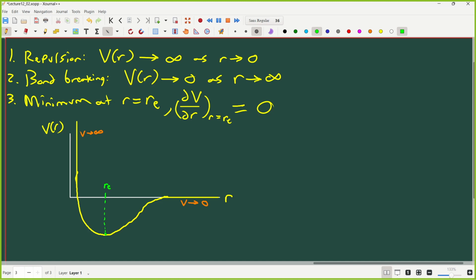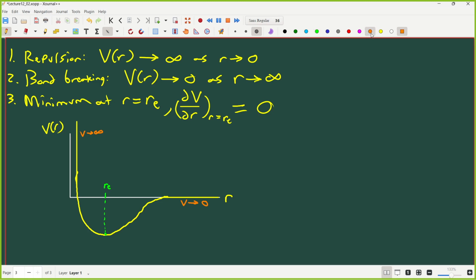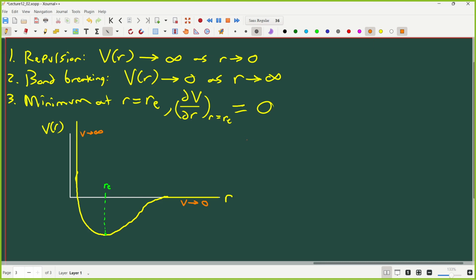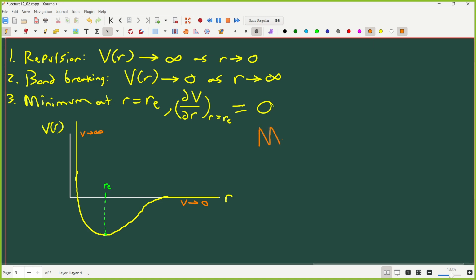Right. So we use a specific potential, a named potential, a very famous one, to represent this. And I think I introduced it last class and last semester, but I'll do it again. We'll see it time and time again. This is what's called the Morse potential.